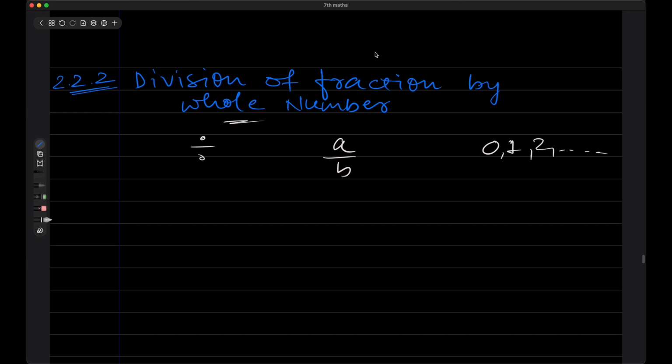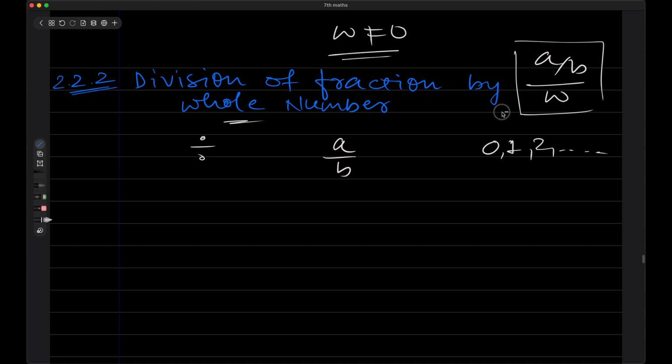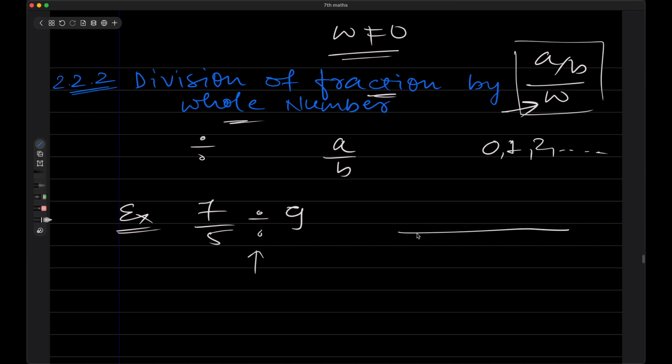We cannot take the whole number to be 0 because we have to divide fraction, that is a divided by b by whole number, but denominator cannot be 0, that is whole number in this case cannot be equals to 0. Now let us take the example, that is 7 divided by 5, fraction by whole number. Let us take 9. Starting from the division sign, write left side above the division sign, that is 7 divided by 5, right side below the division sign, that is 9.